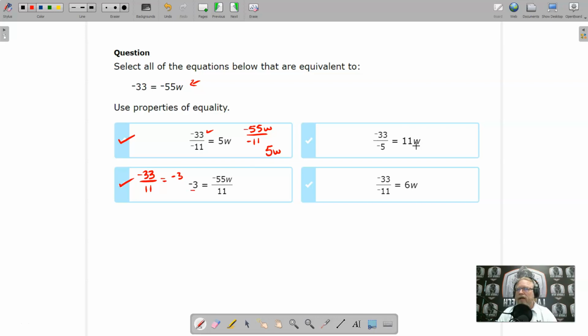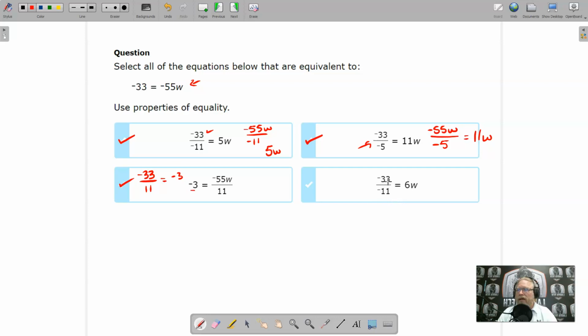It looks like here that they have divided the left by negative 5, right? Over here we see negative 33 is being divided by negative 5. So let's take that negative 55w, what we have on the right up here, and also divide it by negative 5. We're dividing by negative 5 because that's what they did to the left. And in this case, negative divided by negative is positive. 55 divided by 5 is indeed 11, and we still have our w, so 11w. This one checks out as well.